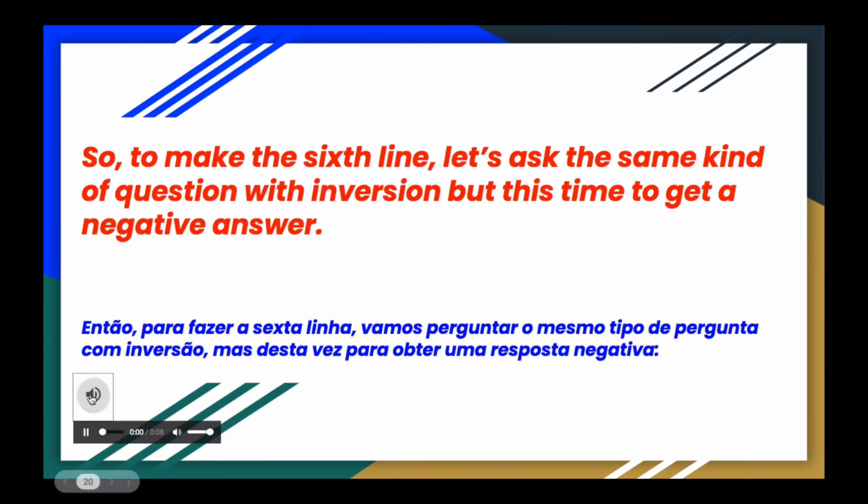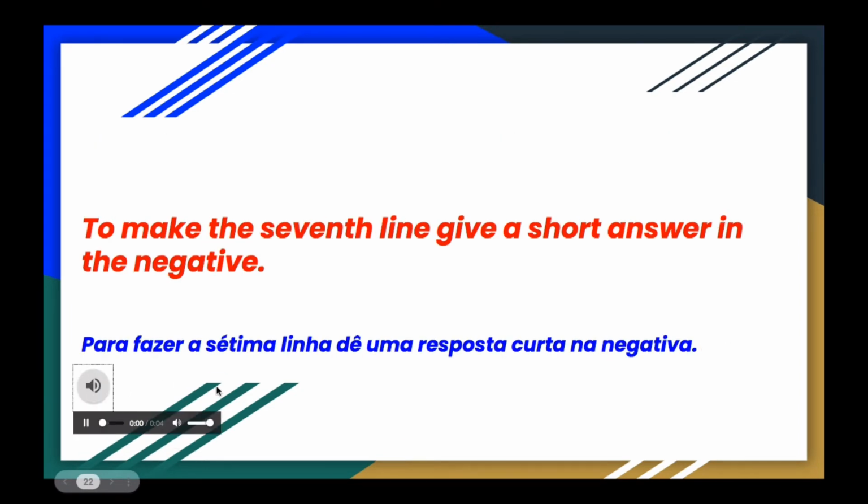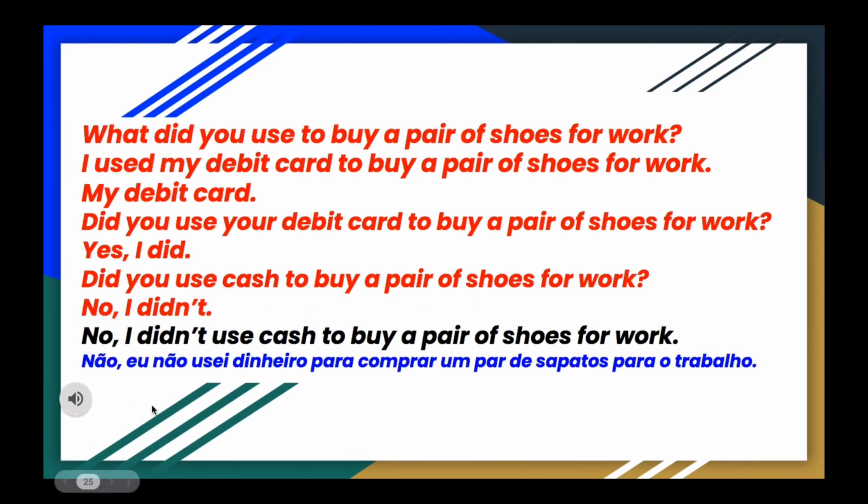So, to make the sixth line, let's ask the same kind of question with inversion, but this time to get a negative answer. Did you use cash to buy a pair of shoes for work? To make the seventh line, give a short answer in the negative: no I didn't. Then a full negative answer: no I didn't use cash to buy a pair of shoes for work.